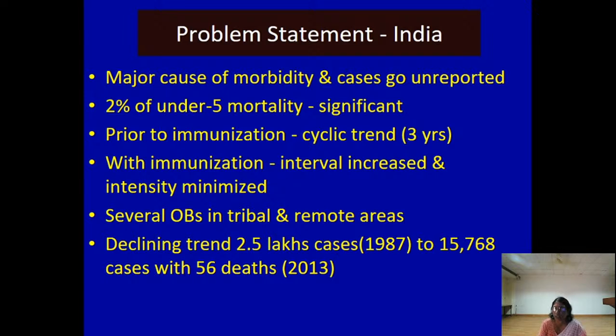And when you look at the trend, like I was telling, the interval increased, instead of every 3 years cyclic trend. Thus there is a decline in the trend of cases. It has declined from 2.5 lakhs in 1987 to just 15,768 cases with 56 deaths. Such a small number, but compare it to 2% of under 5 mortality due to measles.